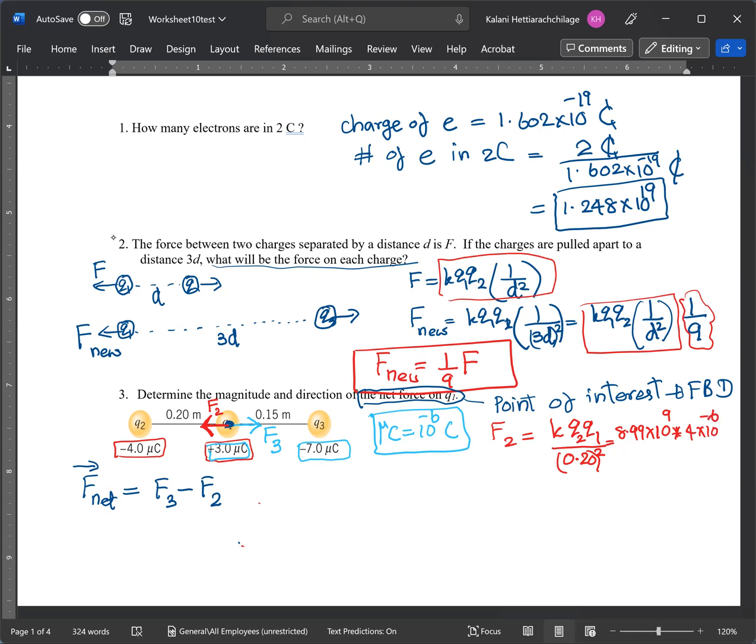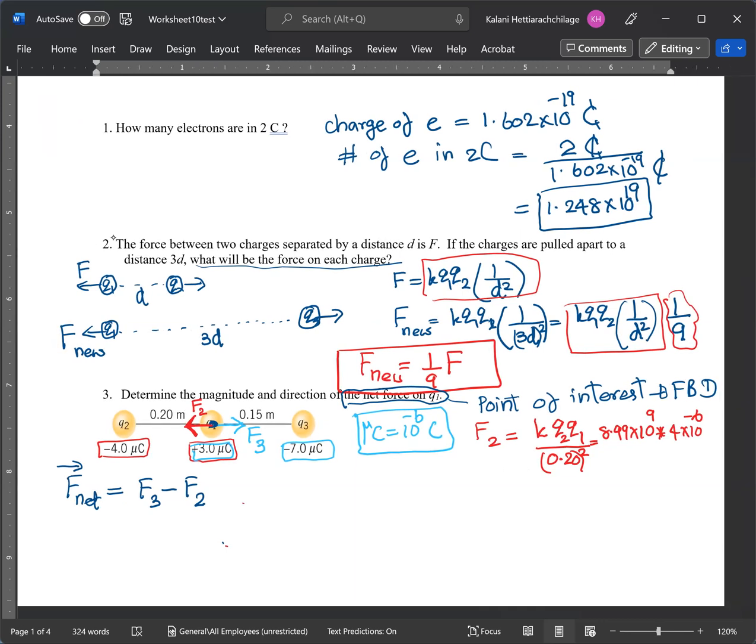And now I need to get a little more space. And times, the next number I have, 3 times 10 to the negative 6. I hope you can see it. 3 times 10 to the negative 6, and divide by 0.20 to the power 2. So now you plug that into the calculator and you will get the number. I'm searching for F2, I have around 2.7 newtons.